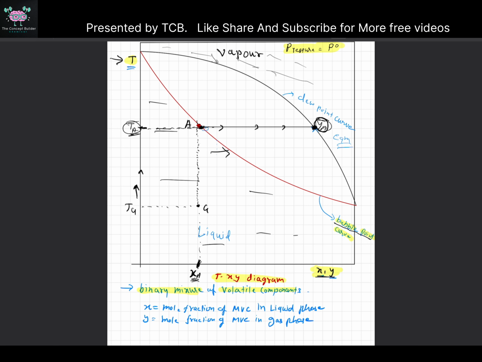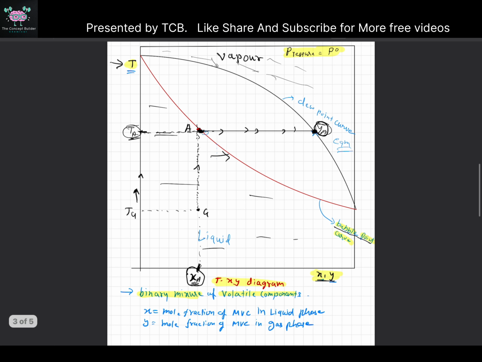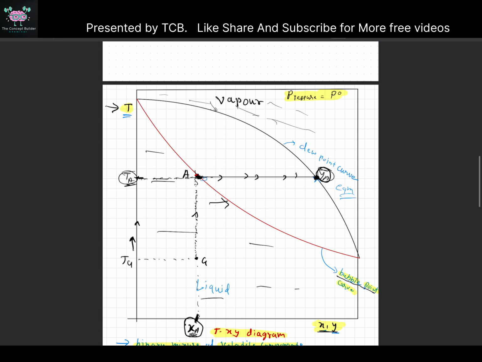It is very, very important, guys. At this point, your liquid whose composition was XA, how do you know? You have to go vertically like this. It just starts boiling because it is on this line, and the small amount of vapor that will be produced will have composition YA. And why am I saying a small amount of vapor again and again? Because it is a binary mixture.